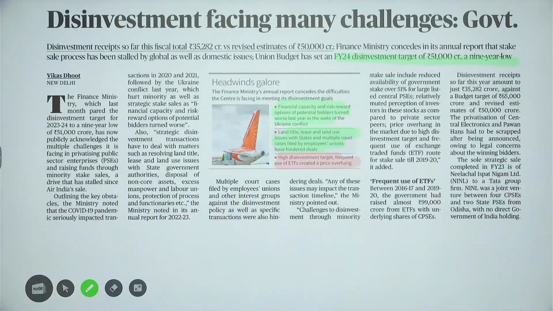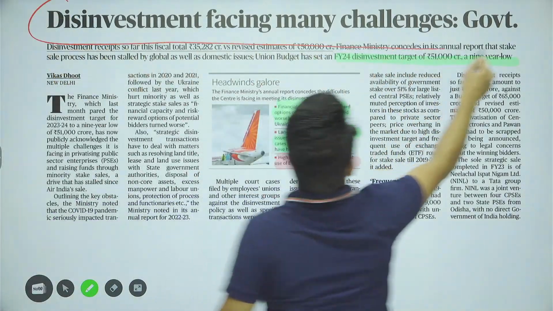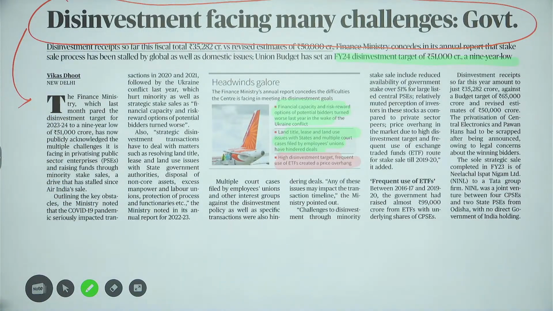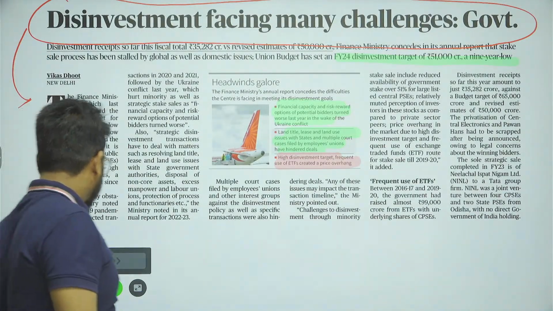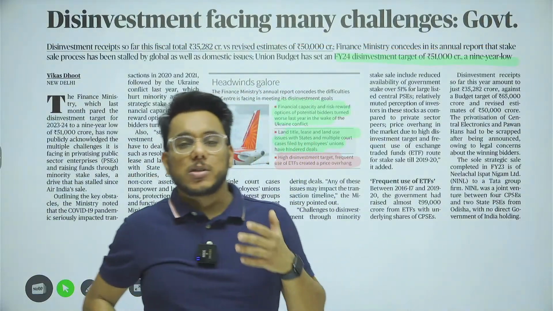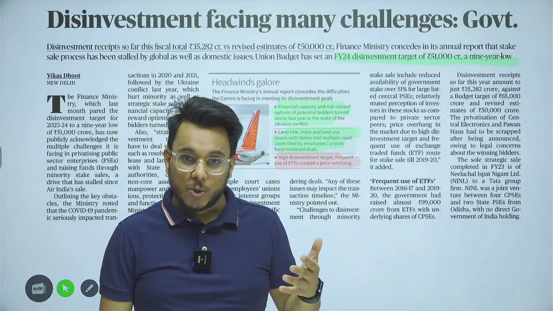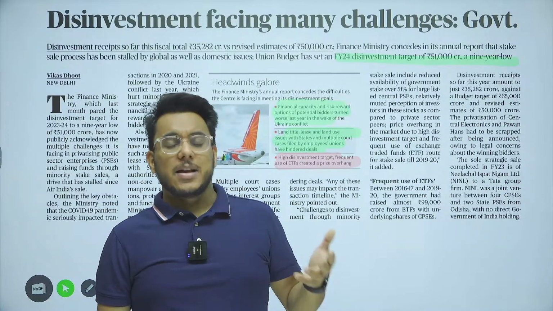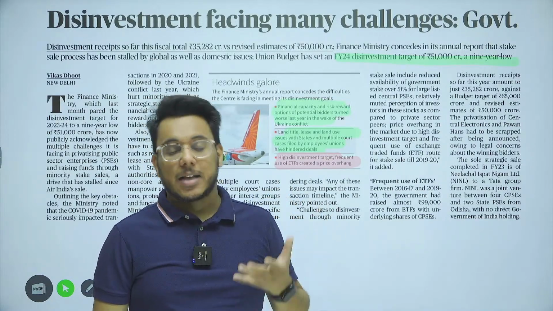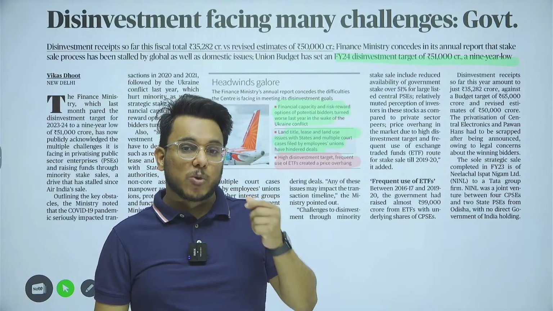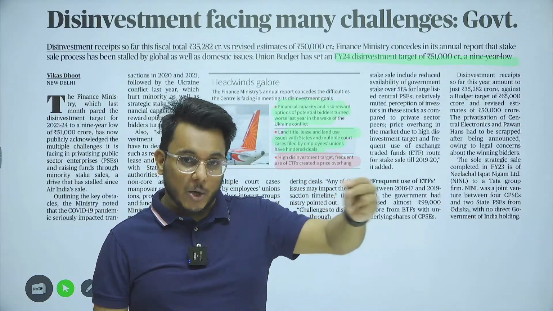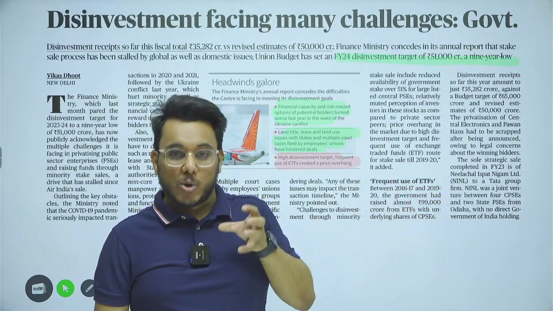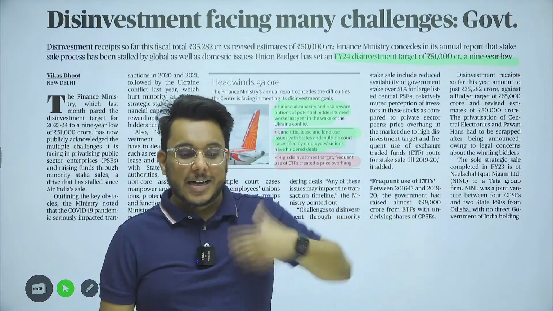Then moving to the next article, disinvestment facing many challenges, government. Now, what do we understand guys by disinvestment? So the government of India holds substantial stakes in many of the PSUs and many of the other organizations. For example, LIC, government has a substantial stake. Then in PSUs, public sector units, government has a lot of stake. Now, disinvestment is the process when government sells that particular government owned stake to the private parties, and by selling that particular stake, government will get the money. So in investment we put the money, in disinvestment we take back our money.